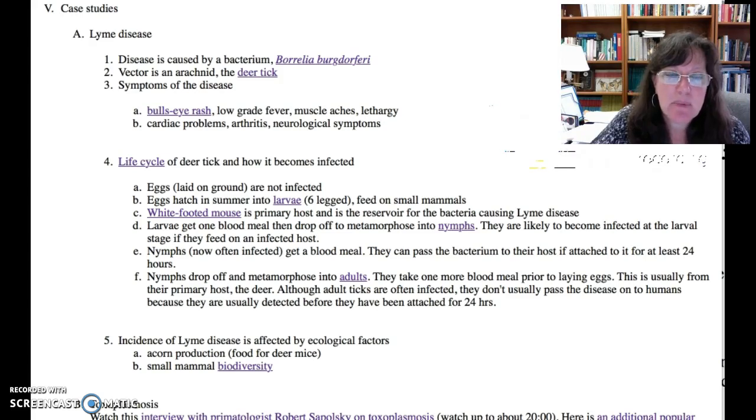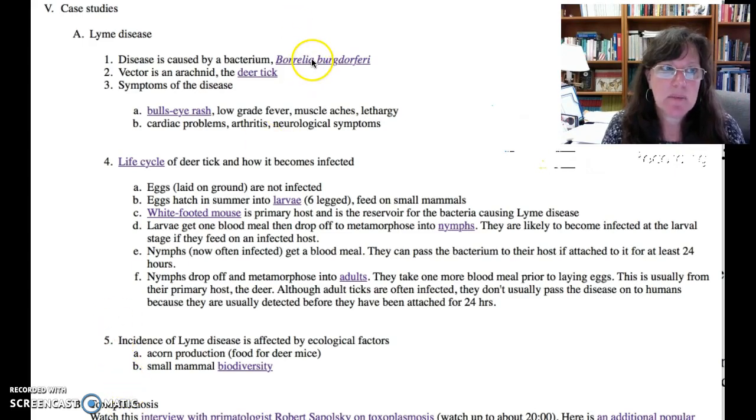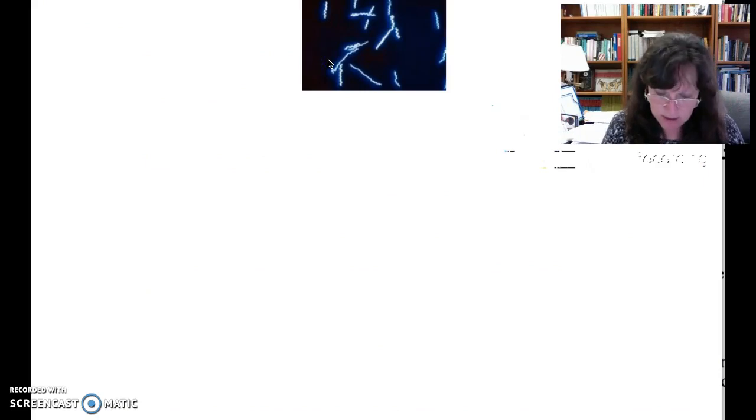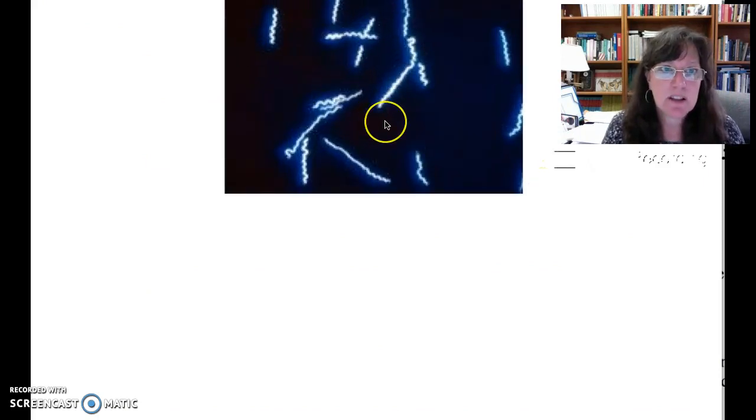We're going to pick up with a case study of Lyme disease. It's something that maybe a lot of you might be familiar with. The disease, Lyme disease, is caused by a bacterium called Borrelia burgdorferi. And here's a picture of what they look like. It's a spirochete bacterium, so it's one of those corkscrew-shaped things.